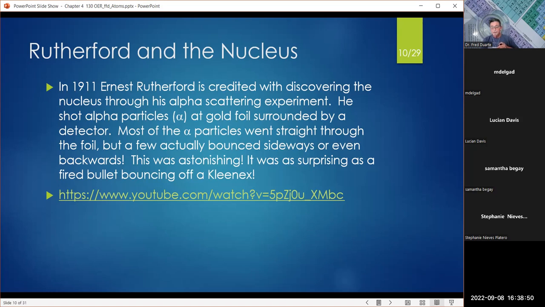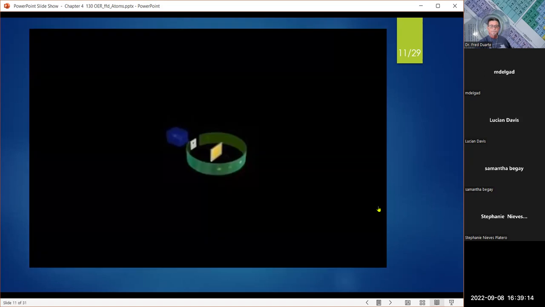And that was quite astonishing, because that suggested that in the gold foil, at least in the gold atoms, there must be a very heavy duty chunk of matter. And with that, he proposed that must be a nucleus, or the proton, that has a center. So let's listen to his experiment.